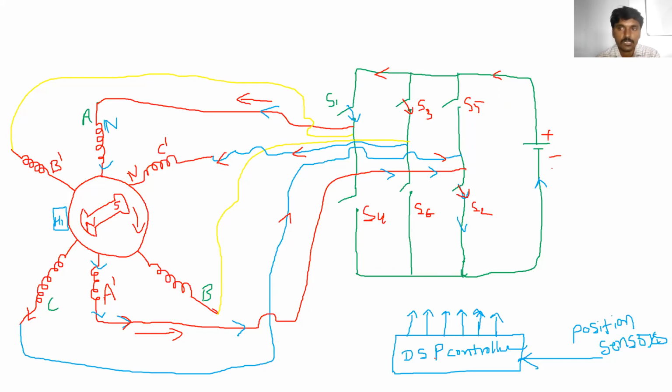in order to make the excitement for the other coils, clear? Then only the rotor will rotate. Otherwise, the rotor will not rotate. Whenever the rotor position is like this, the Hall sensor identifies the position of the rotor, gives the information to the DSP controller, and the DSP controller will generate the signal in such a way that the B coil and B dash coil should be excited. So here, the B coil is connected to S3, which means S3 should be closed.